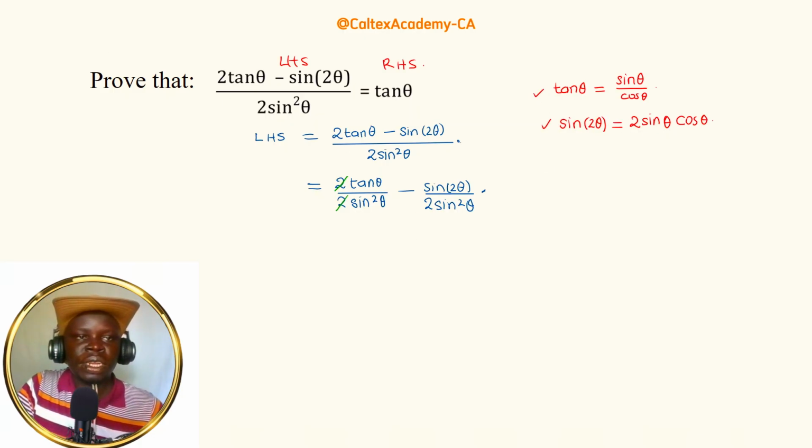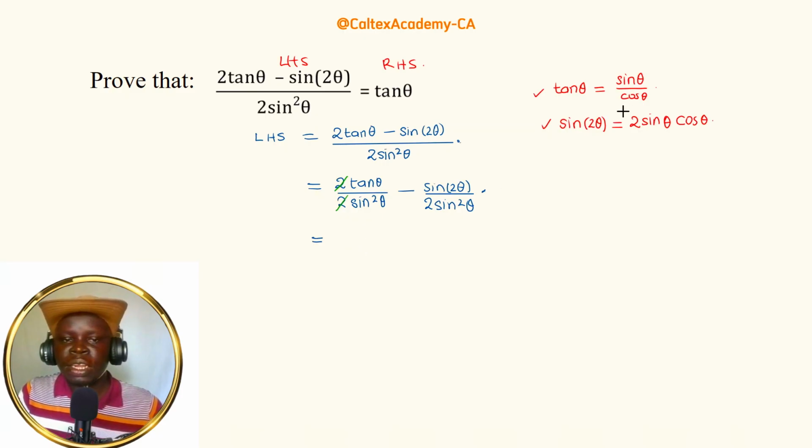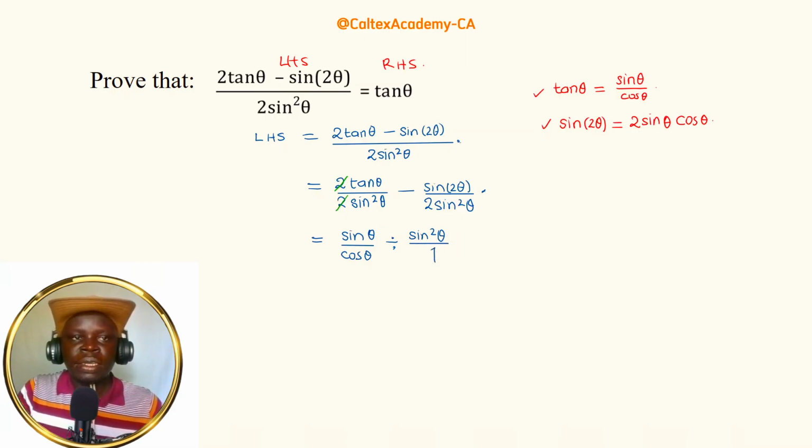So let's move on and continue simplifying. Now here we can write the numerator independently in terms of sine and cosine as sine theta divided by the cos of the same angle theta, and after that we divide the whole thing by sine square theta, and we can put this over 1. Therefore, I think we're done with the first term.